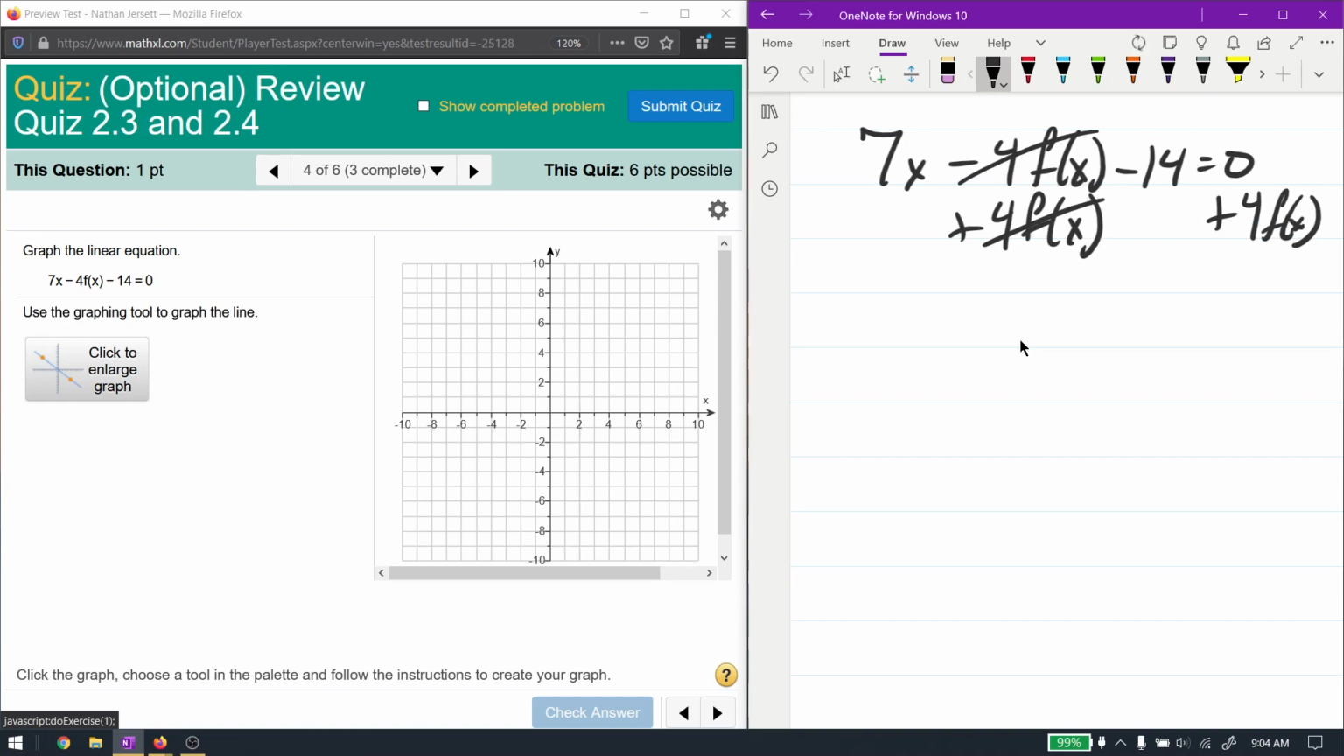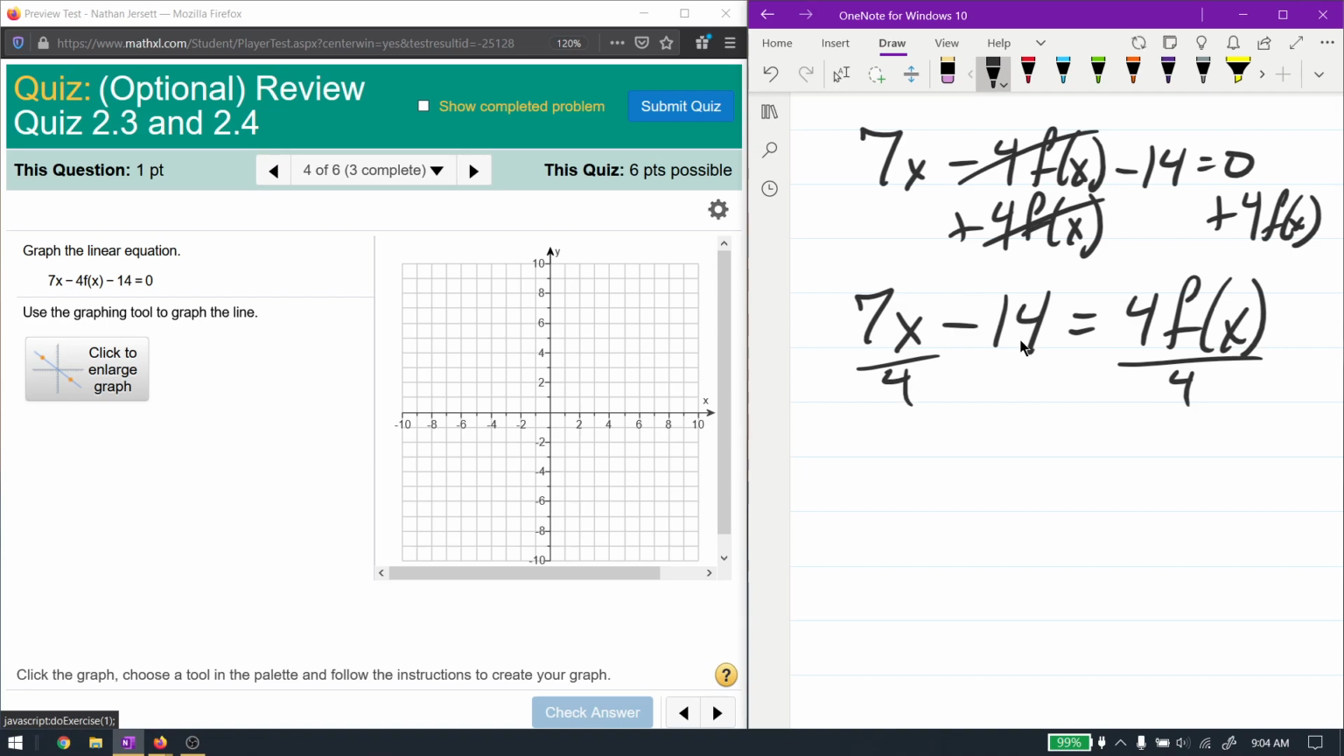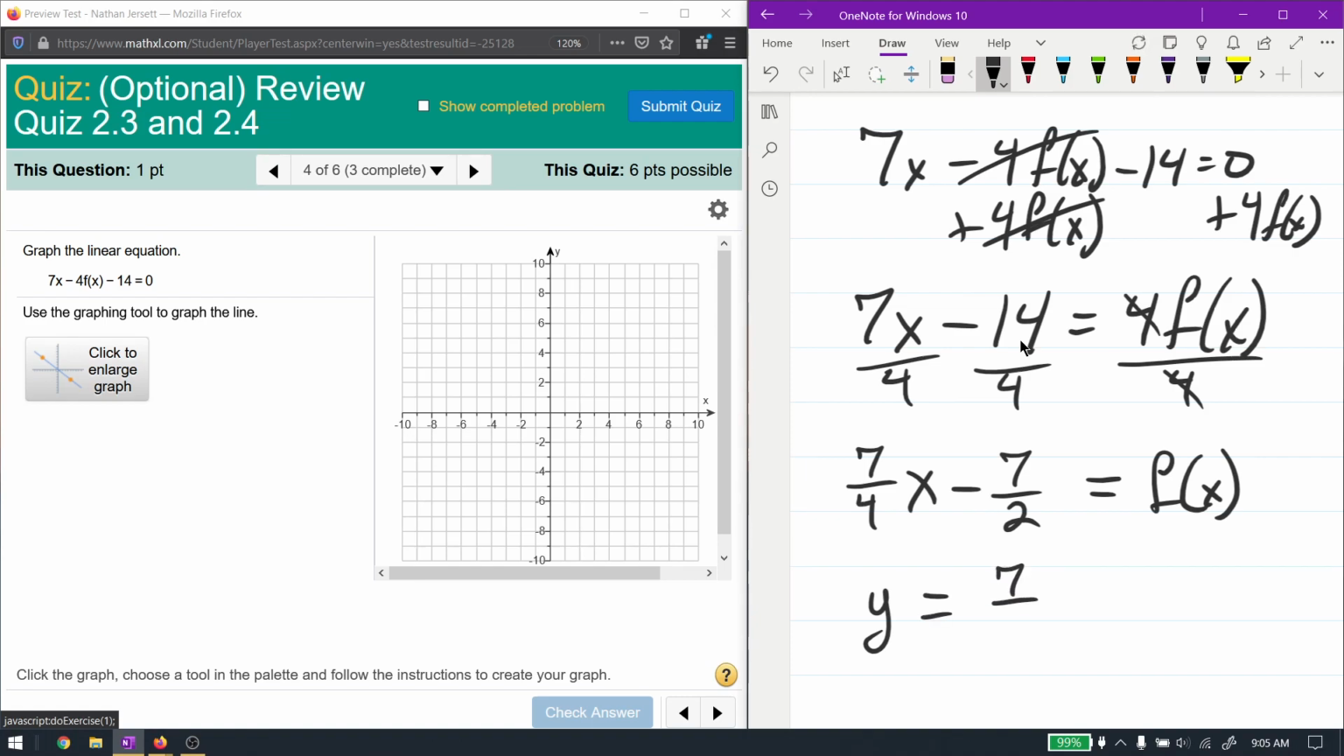First I want to get the f of x by itself, because that's what we want, y by itself. Then we can divide by 4, the same thing as dividing everything by 4. And that gives me f of x equals 7/4 x, and this thing reduces down to 7/2. I can rewrite this as y equal to 7/4 x minus 7/2.